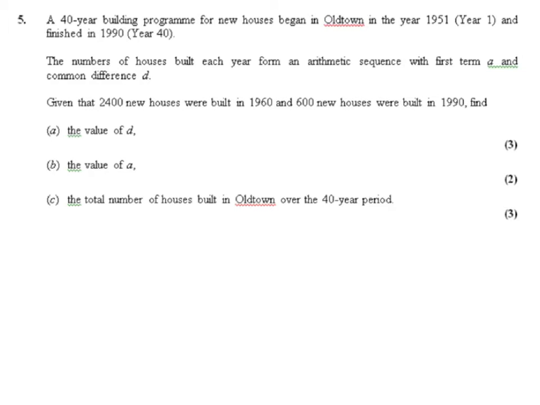Okay, so this is a slightly wordier question. It tells you that 1951 was the first term in the sequence, the first year, and that the 40th year was 1990. It followed an arithmetic sequence, so the first term was A, the number of houses, and the common difference was D, and we know that an arithmetic sequence goes A, A plus D, A plus 2D, etc. Now, it tells you that in 1960, 2,400 new houses were built, and in 1990, 600 were built, and it wants you to find the value of D.